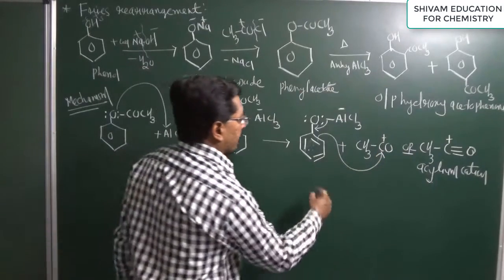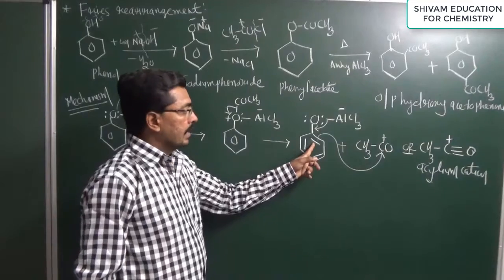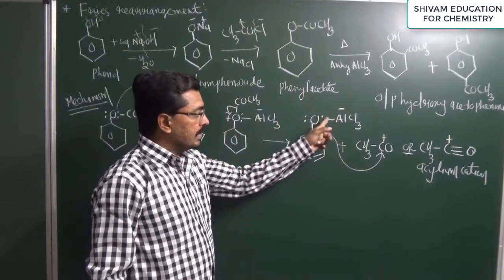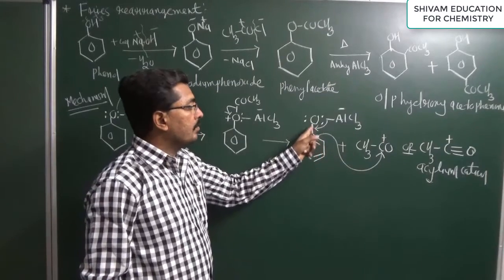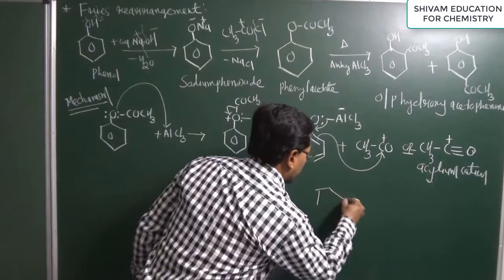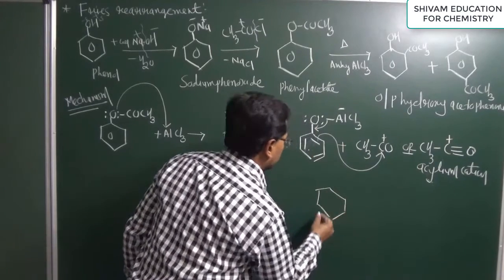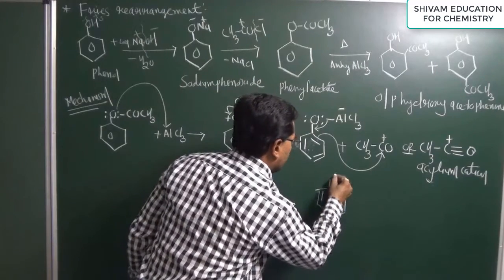So when the pi bond gives its electron pair to carbon, this bond will break. At the same time, this oxygen-aluminum bond electron pair will be taken by oxygen and a double bond forms. So we get this type of structure. Now here, a double bond with oxygen.